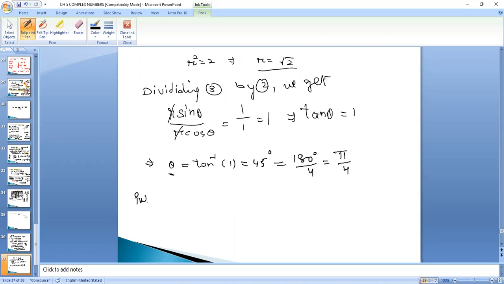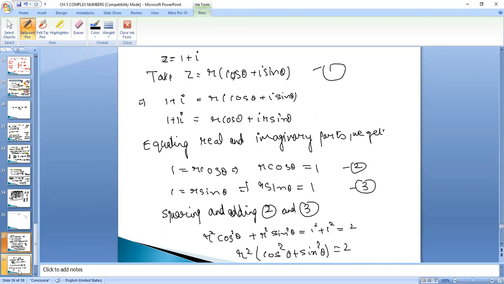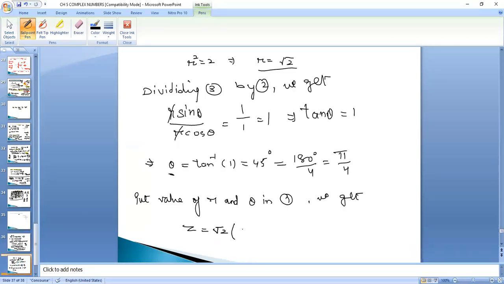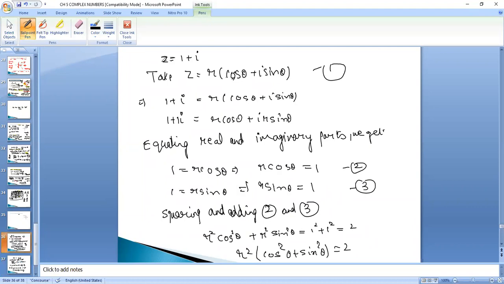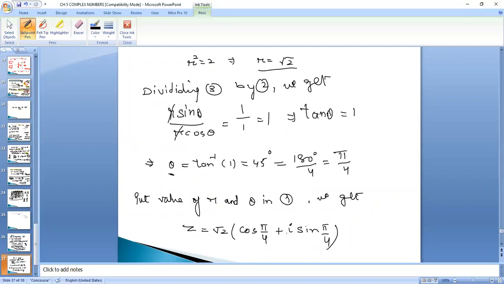Now put value of r and theta in number 1. We get z is equals to, the value of r is root 2 cos pi by 4 plus iota sin pi by 4, right? This is the value of z in polar form.